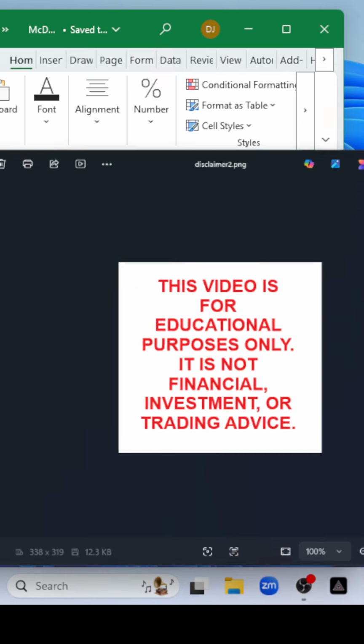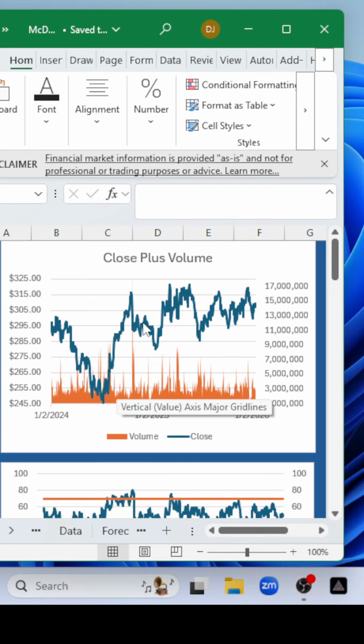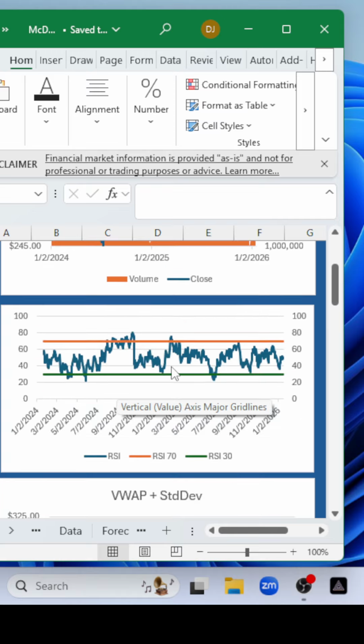Let's jump right in. This is just the closing price with the volume. Of course, what we're interested in is maybe the RSI plot. You can see right now, I did go over the overbought, oversold. Right now, it looks like it's heading back up, so we'll see what happens.